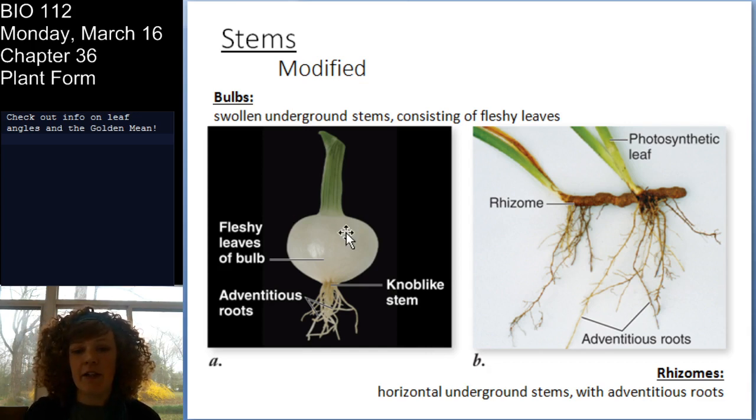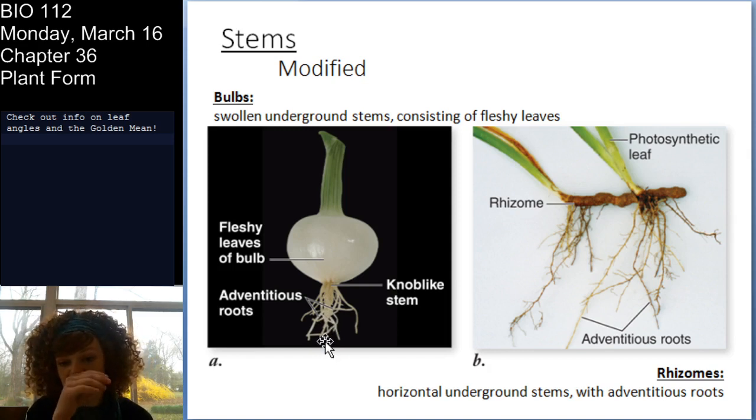And here you have, there it is. Ta-da! Okay. The layers, like the outer layers of an onion, they're actually leaves on the modified stem. And beneath here you have adventitious roots that are coming out of this modified stem. So that's what those are. That's the first kind, bulbs.